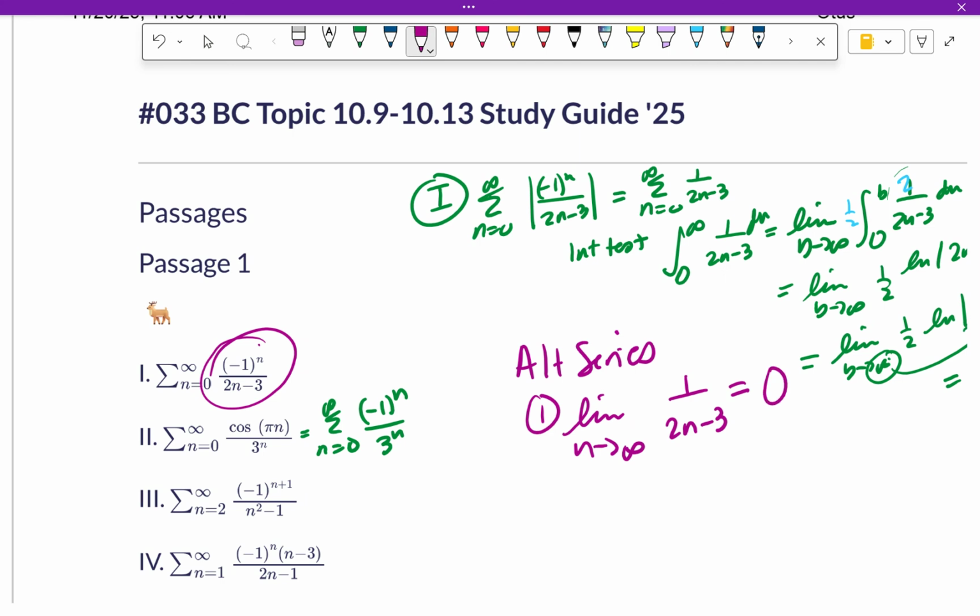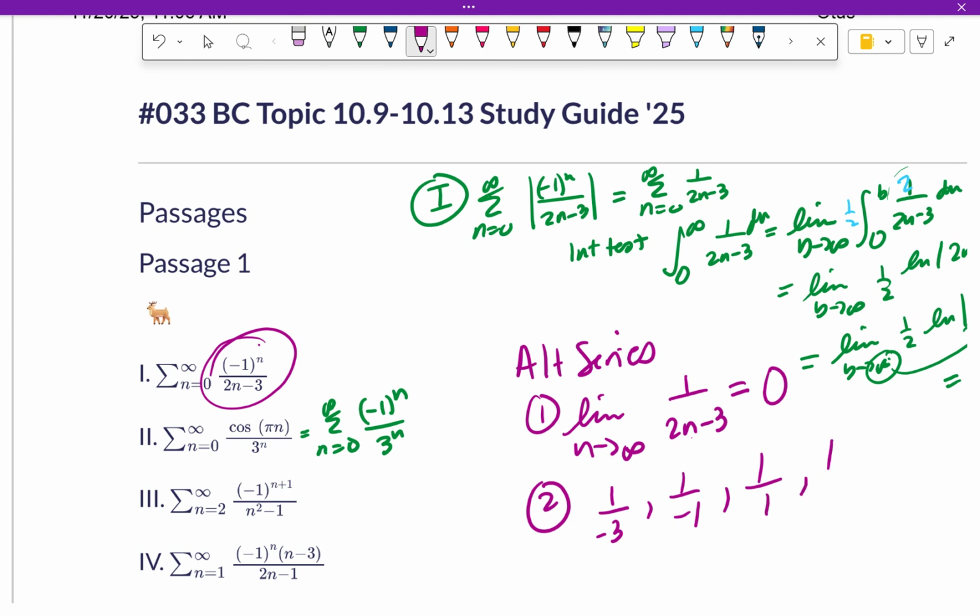Yeah, it's going to equal 0. So does it meet condition 1 of alternating series? Yes. Okay, condition 2 means I need to look for decreasing terms. So I'm going to start putting in numbers. I put a 0 in, right? That was our first number, which would be negative 3. That's not great. Put in a 1, I would get negative 1.